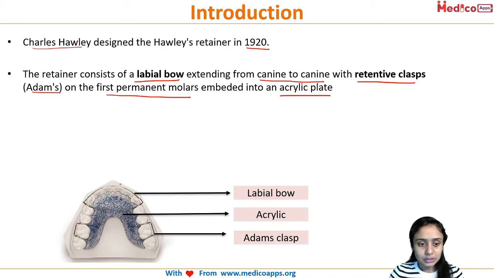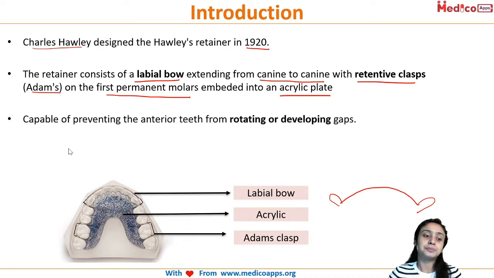If you see, it consists of a labial bow which extends from your canine to canine of one side. It consists of Adam's clasp on your permanent first molar and an acrylic plate. Now this labial bow touches the most prominent part of all your anterior teeth, and it consists of two U-shaped loops. Now the distal end of this loop comes between your canine and your premolar. It comes on the occlusal surface and then moves into your acrylic plate.